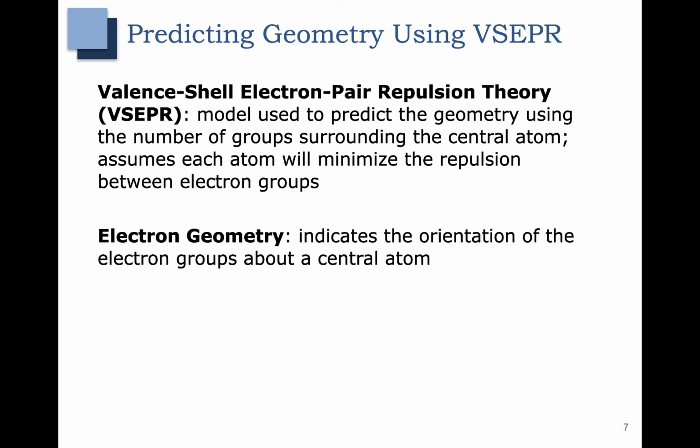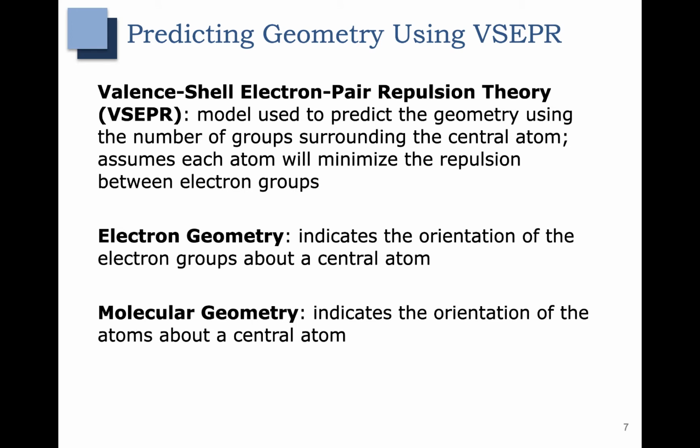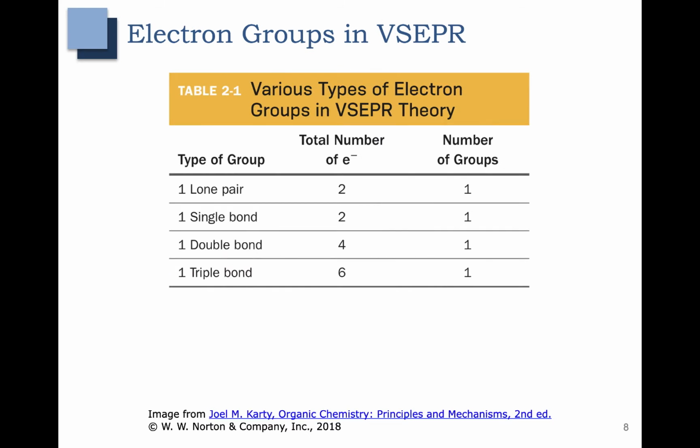If you hear the term electron geometry, we're referring to the orientation of electron groups about a central atom, whereas the term molecular geometry indicates the orientation of atoms about a central atom. The key difference here is the electron groups versus the atoms. When we're talking about electron groups, we count a lone pair, a single bond, a double bond, and a triple bond as an electron group.